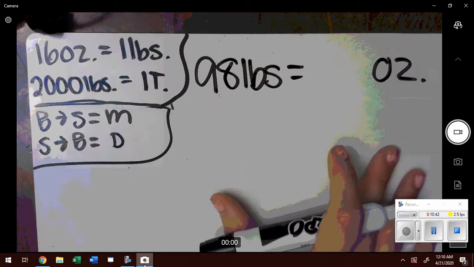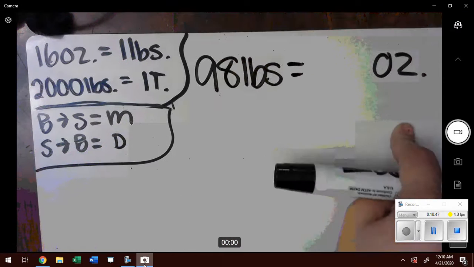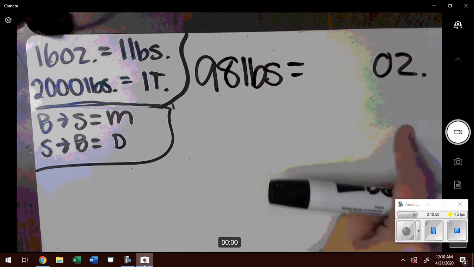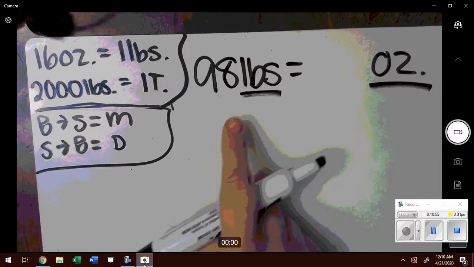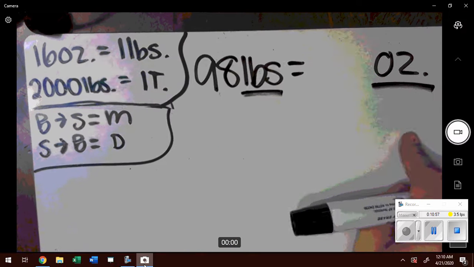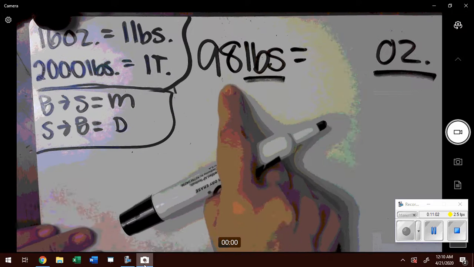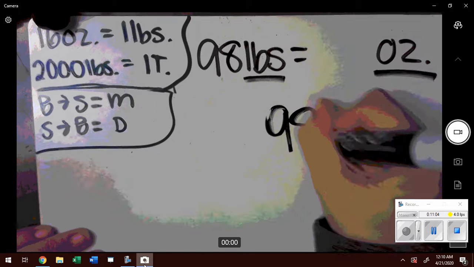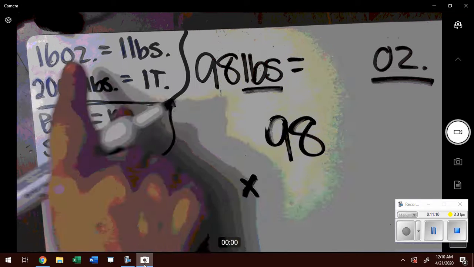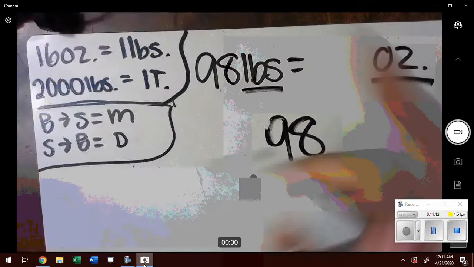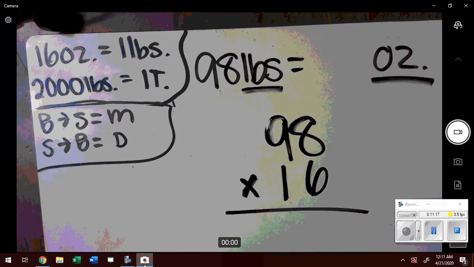All right, first question. Am I going from a bigger unit to a smaller unit or a smaller unit to a bigger unit? I know that a pound is bigger than an ounce. So I'm going from a bigger unit to a smaller unit, which means I am going to multiply. So I am going to multiply the amount of pounds I have, 98, times the amount of ounces per pound. There are 16 ounces per pound, so I'm going to take 98 times 16.